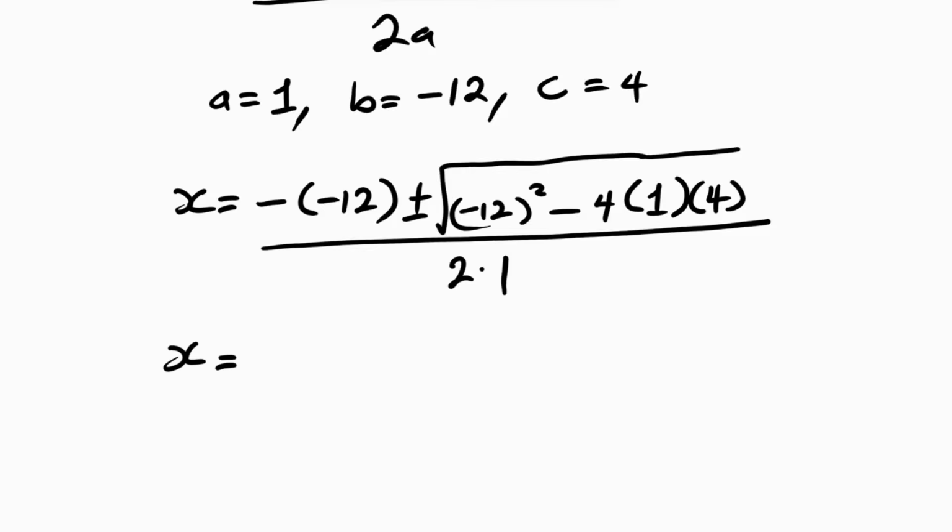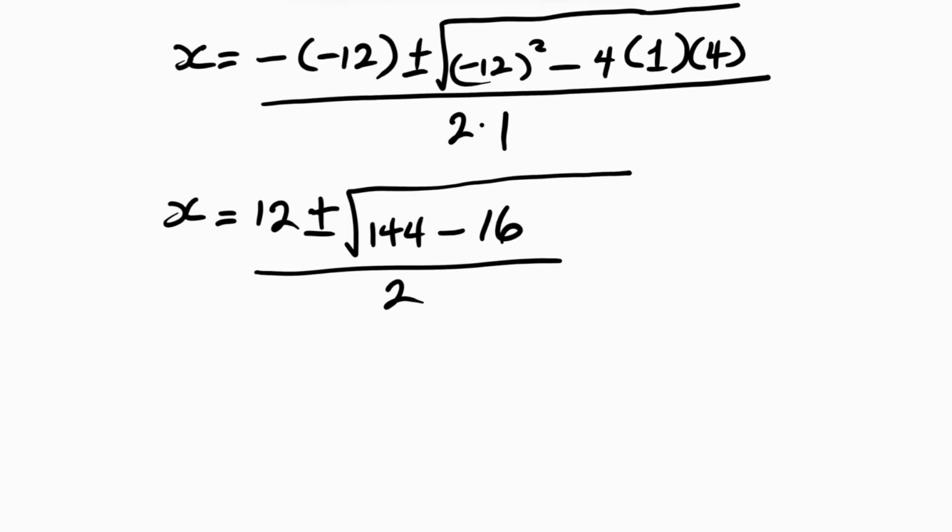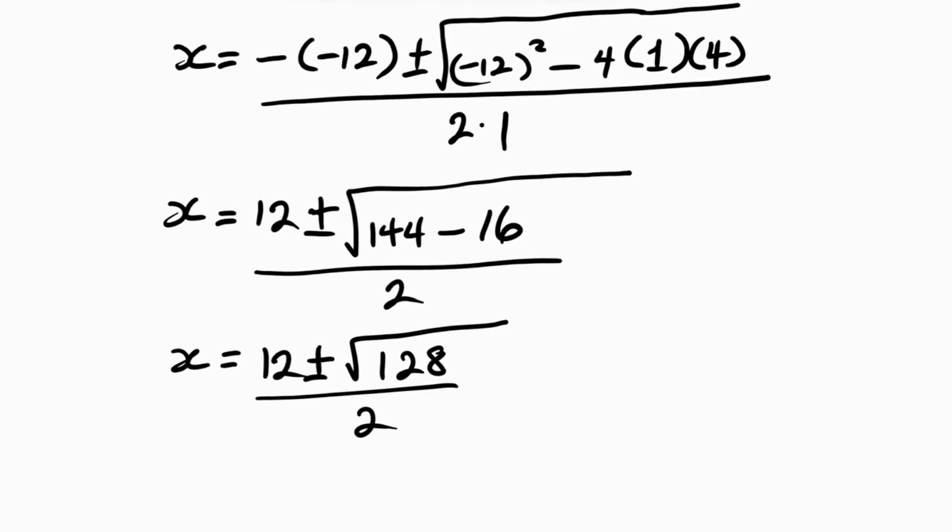So now our x is equal to minus times minus will give us plus, so we have 12 plus or minus the square root of minus 12 squared, which will give us 144, minus 4 times 4, which will give us 16, all divided by 2. Now x is equal to 12 plus or minus the square root of 144 minus 16, which is 128, divided by 2.